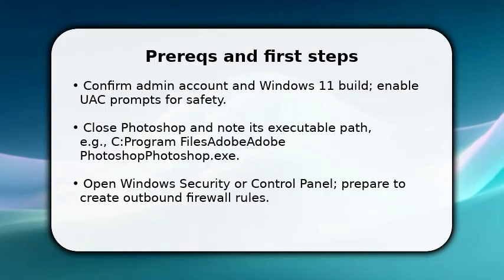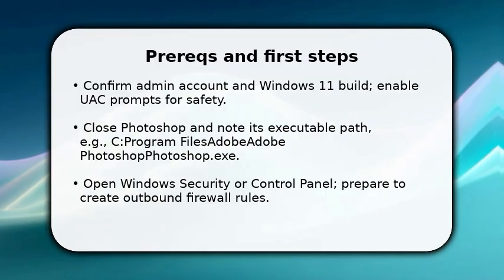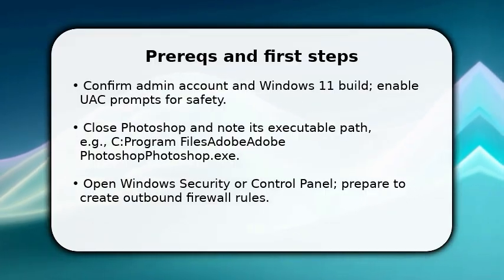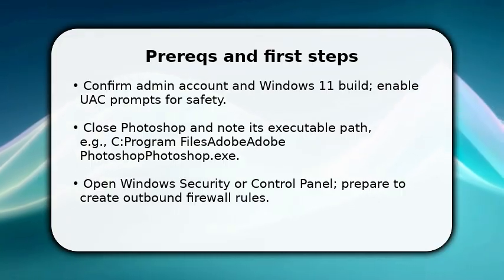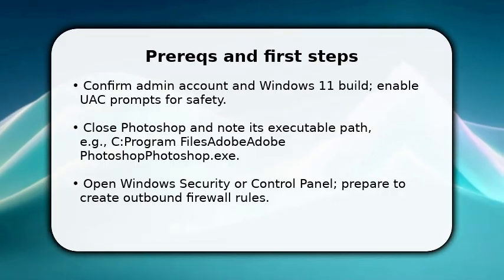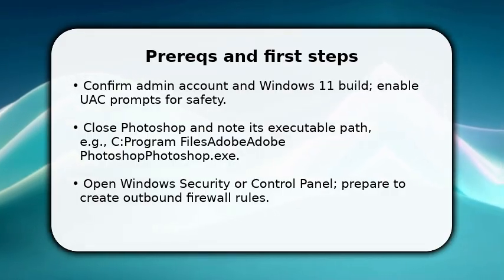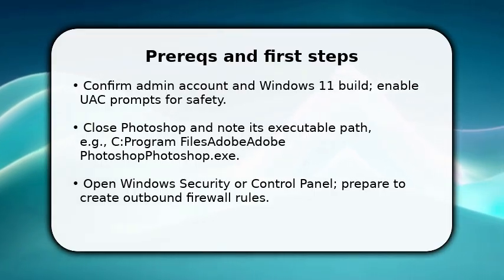You'll start by preparing the system. Use an admin account so you can change firewall settings without interruptions. Once done, close Photoshop and confirm its exe path. This matters because rules target that file directly. Make sure Windows Security or Control Panel is accessible. You'll create outbound rules there. You're doing this to block network calls while keeping local file and GPU access.